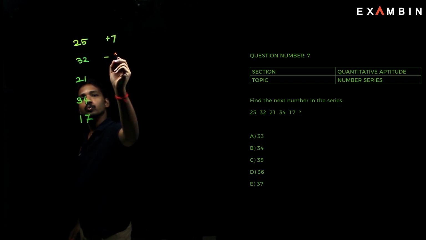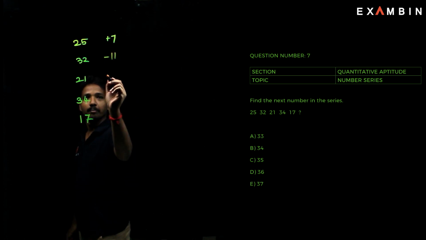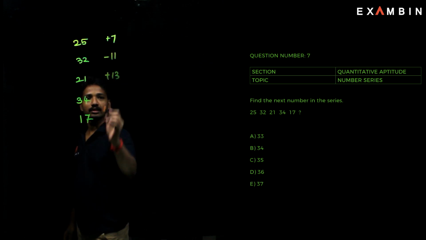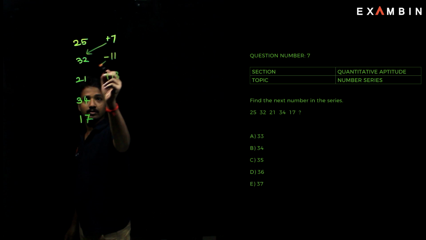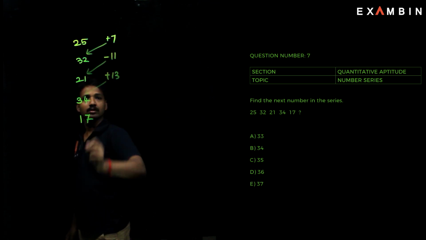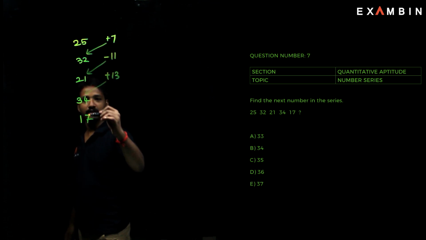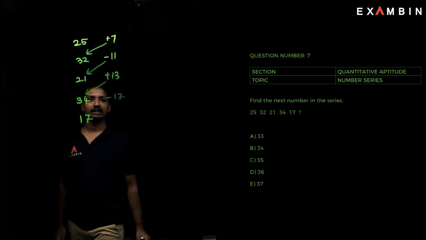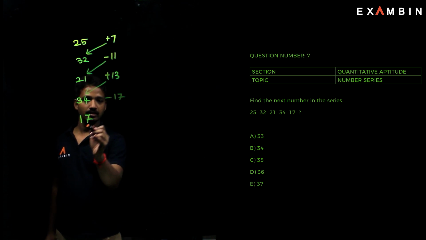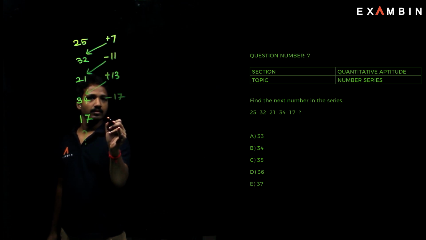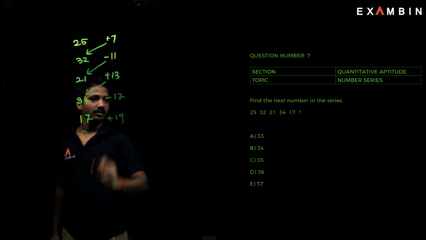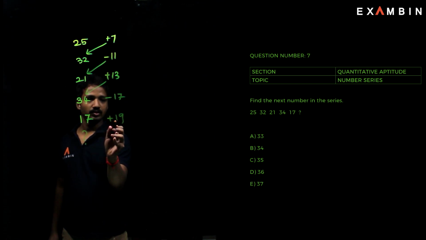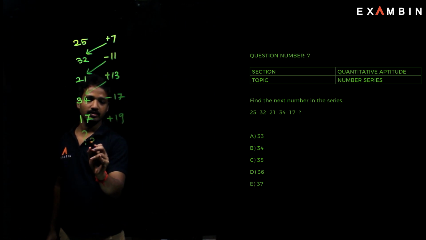Plus 7, minus 11, plus 13, minus 17. So obviously the next value shall be plus 19, 17 plus 19 is 36.